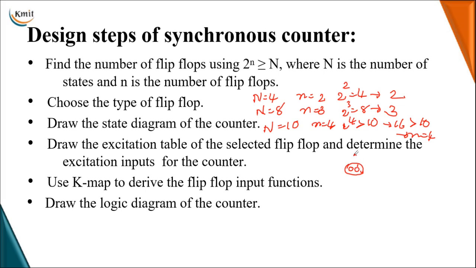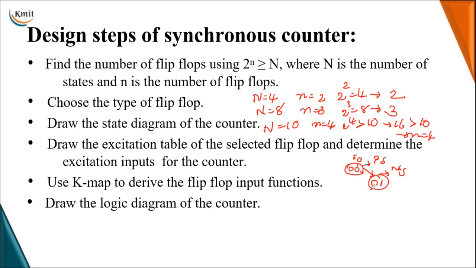For example, if my initial state is 0, the next state in your up counter must be incremented by 1, so 0, 1 is your next state. The successor point is 0, 1 and the initial point is 0, 0. The initial point is called the initial state or the present state, and the successor state is called your next state. So 0, 0 is the present state, 0, 1 is the next state.